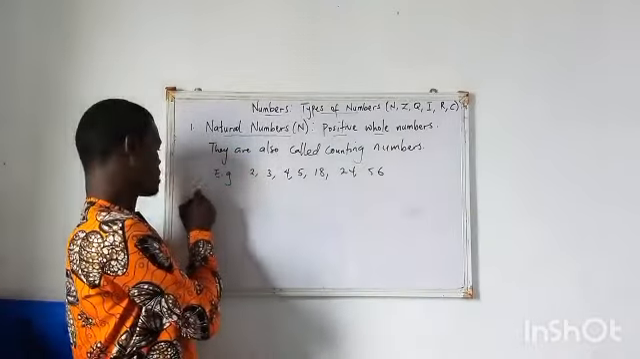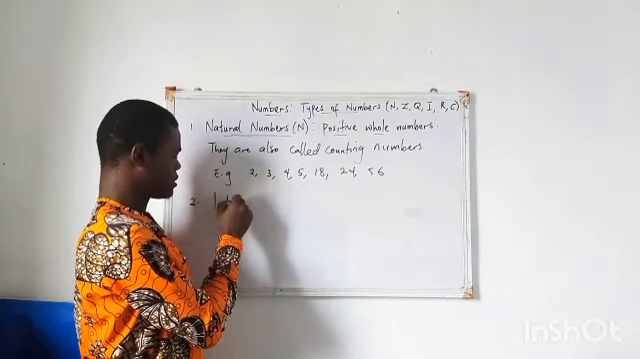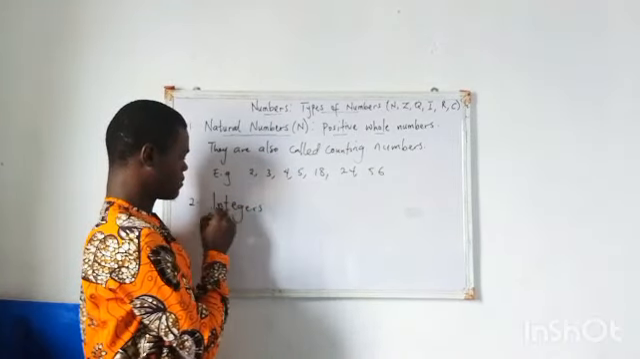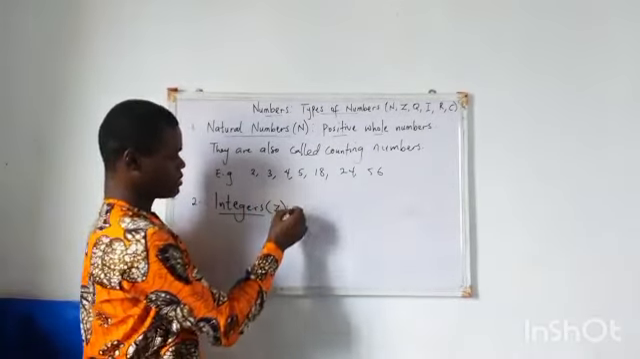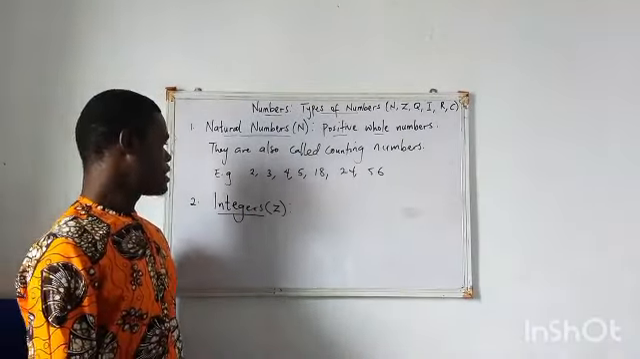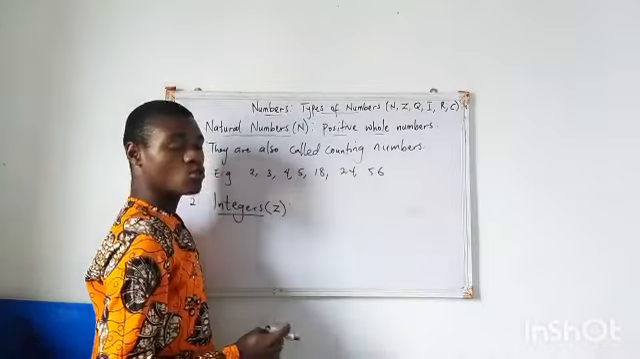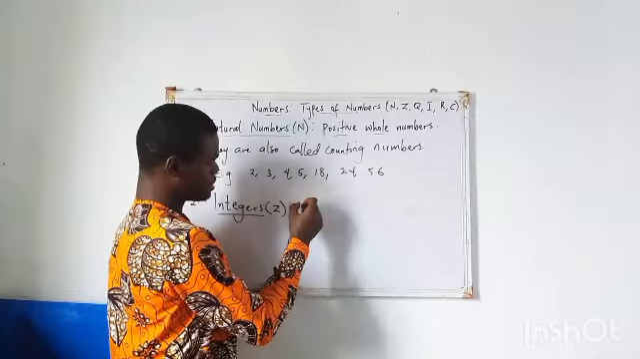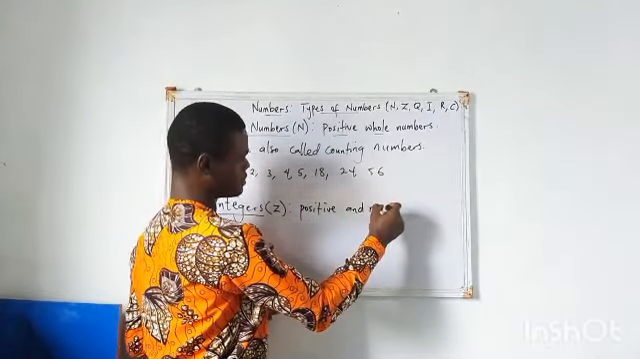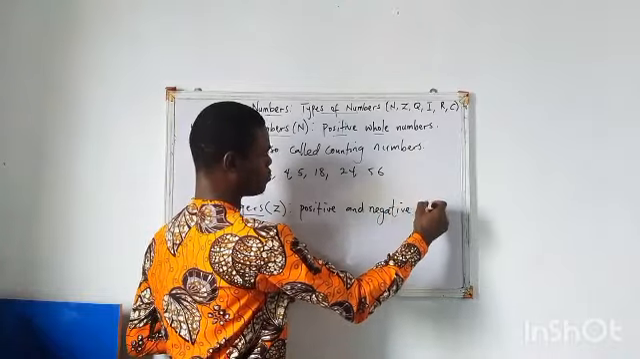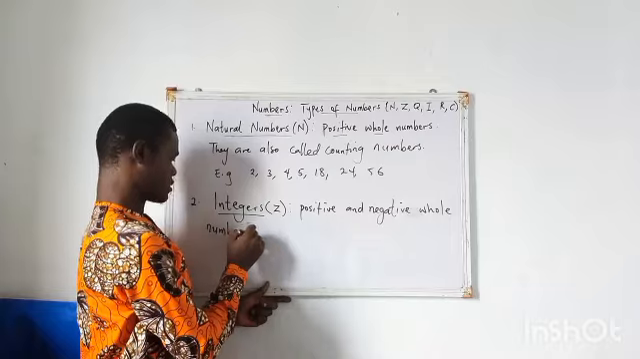The second type of number is what we have as Z. That's the integers. It's called the integers. That's the second type of numbers. Now, integers are very closely related to natural numbers. The symbol is Z. Now, integers are whole numbers, but instead of just positive, they also contain negative whole numbers. So integers are positive and negative whole numbers.